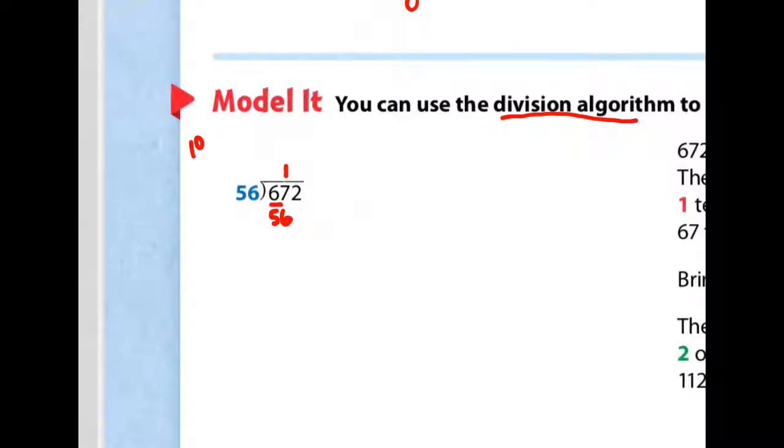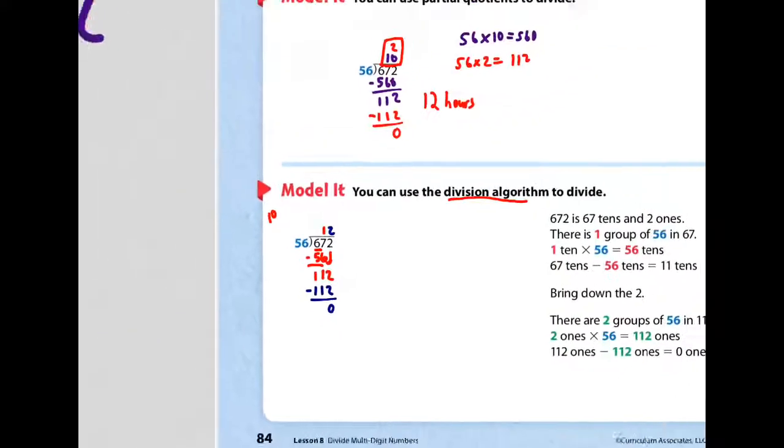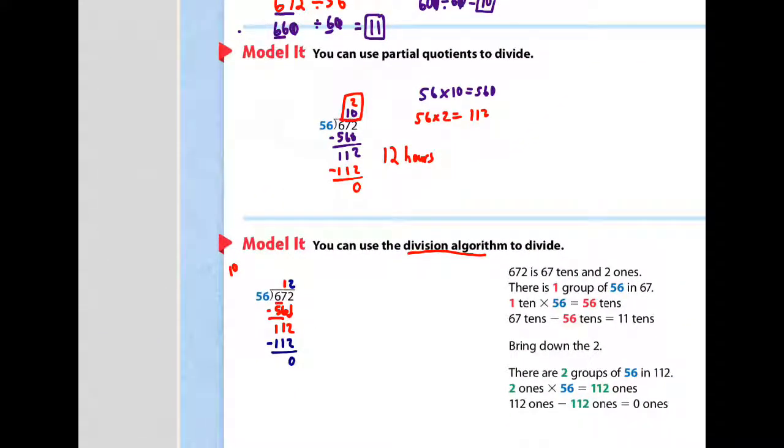Now, what I do is I subtract 67 minus 56. I get 11. Now, keep in mind, that's 11 tens, also 110. And I bring down these two ones. Okay? And then I continue. 56 goes into 112 twice, which is 112. Subtract 0, and I get my answer, 12. All right, so there are the two methods, and you get the same thing, 12 hours.